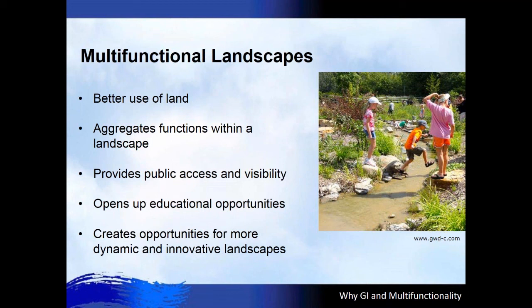Public access and visibility: green infrastructure and multifunctional landscapes allow the public to connect to natural systems in an urban setting. So areas that were previously cordoned off can be recaptured and well utilized by the public with well-designed landscapes. And then multifunctional landscapes create a setting where innovation and coordination can occur and do well. So we'll talk about these opportunities later in the presentation.